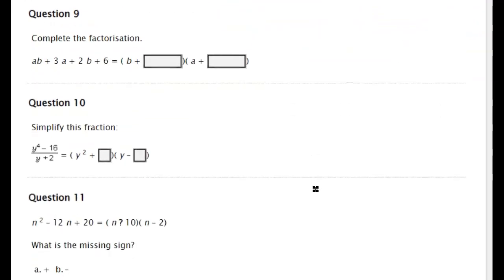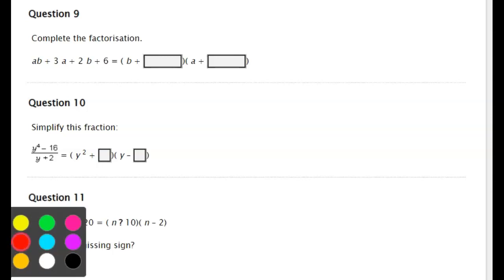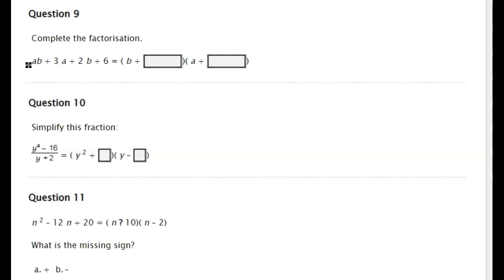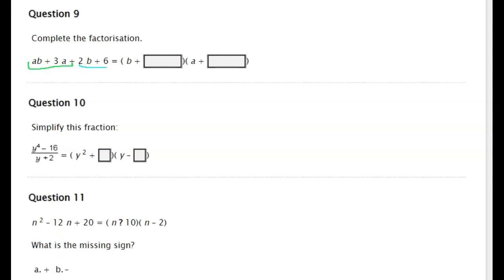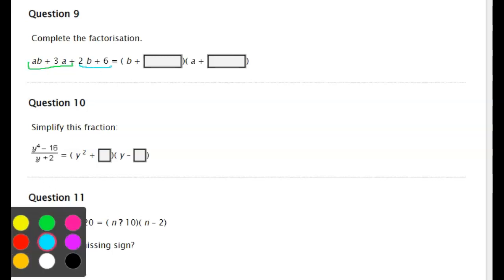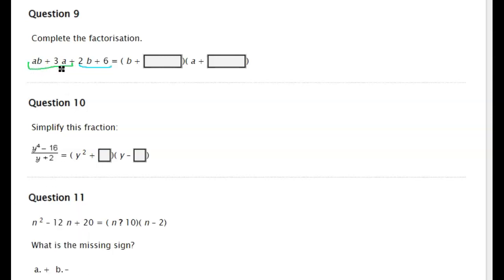All right, question 9, complete the factorization. Sorry, I just had to pause that so I could think about it a bit more. Now, we're going to do factorizing by grouping. So this one here, even though it's using the letters, which is sometimes a little bit hard for people to understand, we've got to say, all right, if I just look at this green section, what is a factor that is common to both ab and 3a? So I can take a out as a common factor, and I'm left with b plus 3.